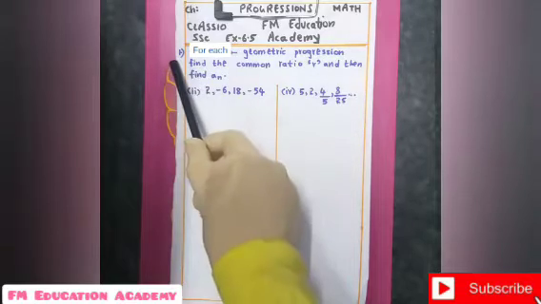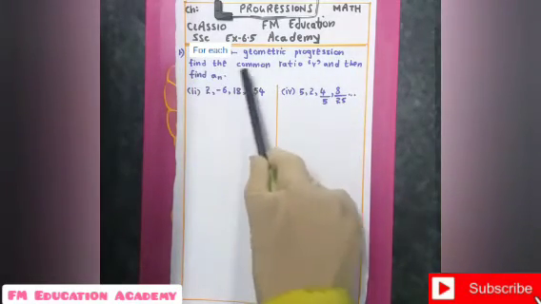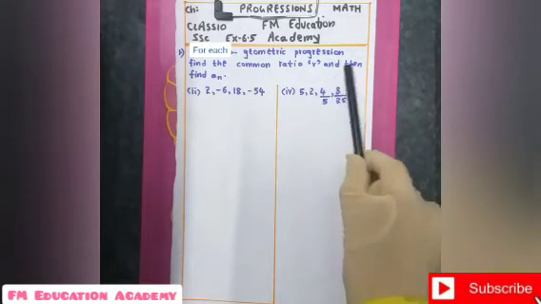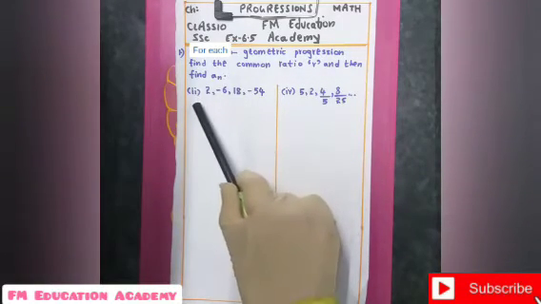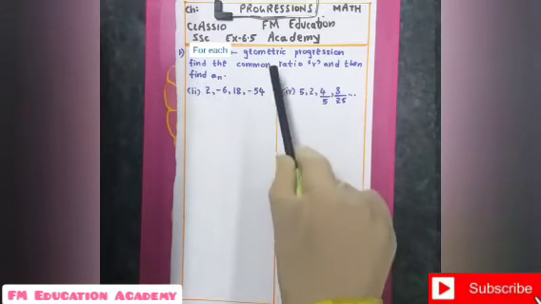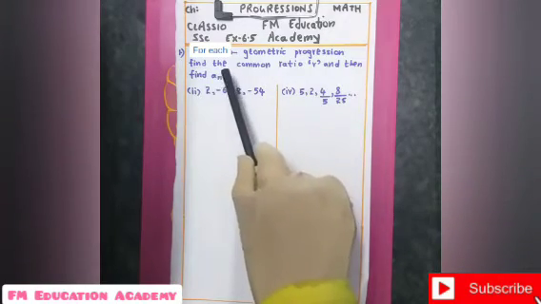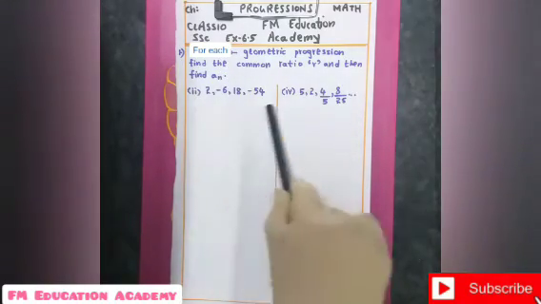The first question is, for each geometric progression, find the common ratio R and then find An. We are going to do the second bit and fourth bit of the first question now. So, it is asking me to find the common ratio R and the nth term An. The series is given to me.